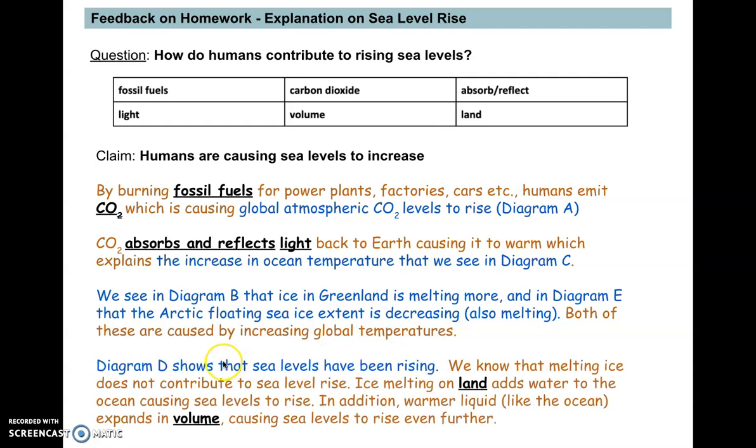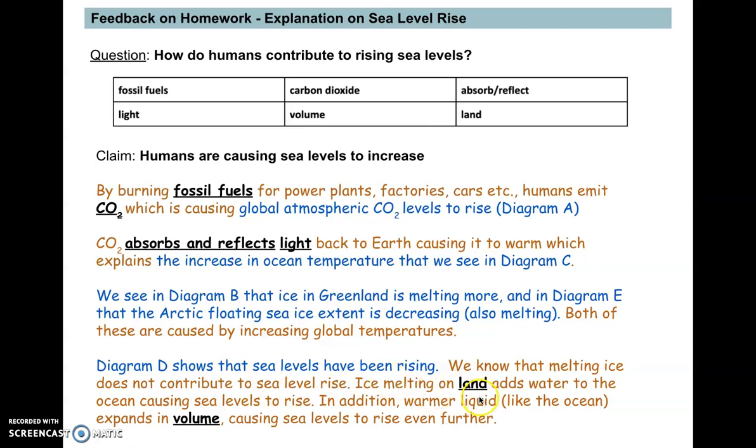All right, so now I have to bring it home and say that it's really just because of the land ice. So first I just referenced diagram D. Diagram D shows that sea levels have been rising. All right, now I need to have a cause and effect here, some causal mechanisms connecting what I have here. We know that melting sea ice does not contribute to sea level rise. Again, you did not necessarily need to have this, but I put it in, right?